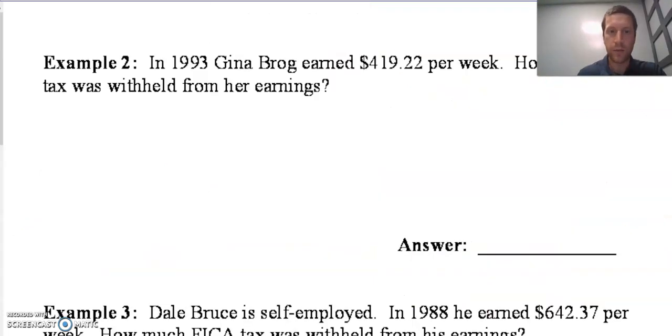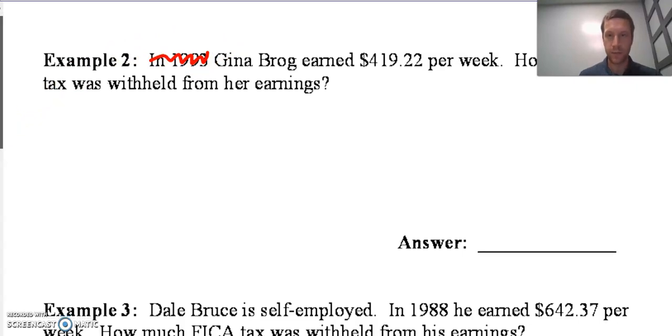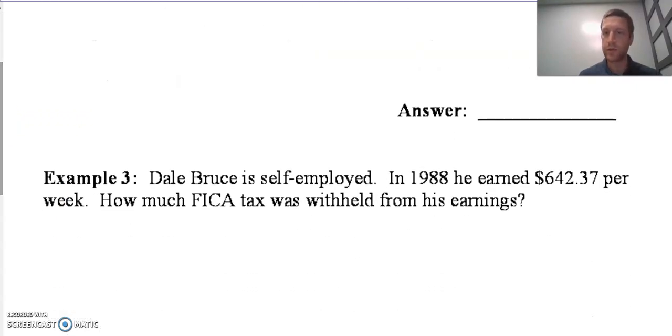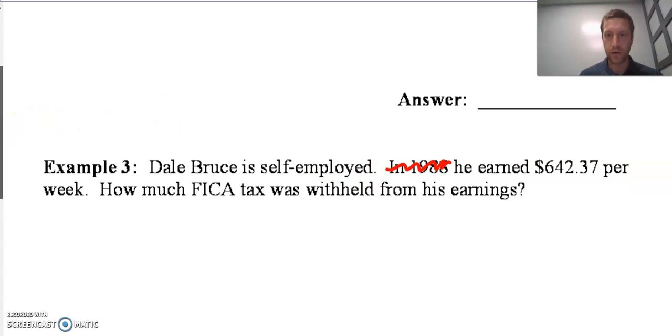Let's try example 2. Actually, let's try example 3. Again, you're going to ignore these years. Gina is in example 2, and same for example 3, but let's do one with self-employed. So Dale Bruce is self-employed. He earned $642.37 per week. How much FICA tax was withheld for his earnings?